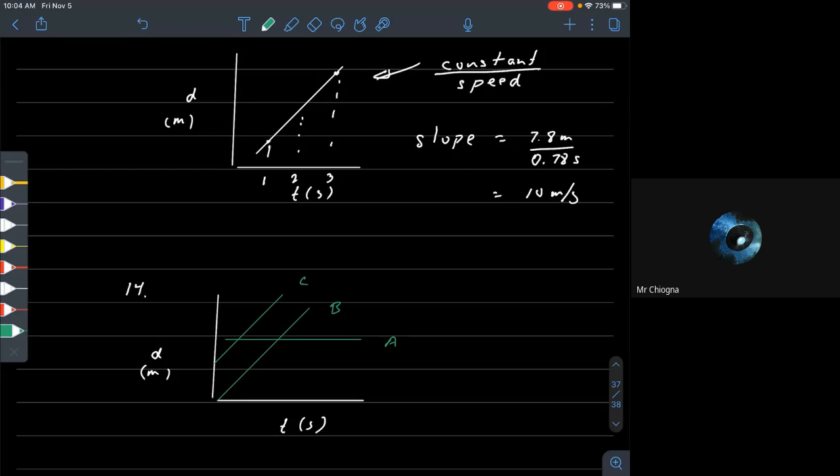That's a key point. So remember, this is a D versus T. It's not a V versus T. So when you have a horizontal line on a D versus T, it means something different than when it's on a V versus T. On a position time graph, a horizontal line means the slope is 0. Okay. What does the slope represent on a position time graph?